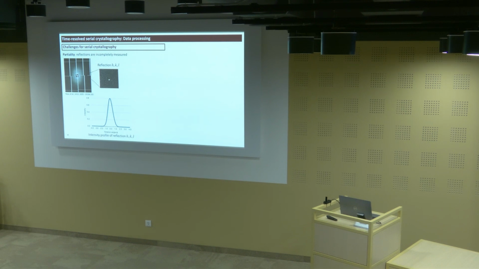So good, we've indexed our images, and again, we find another problem, and that is that reflections are incompletely measured, and that's what we call partiality. So assume we have a reflection over here, and this would be the intensity profile once we rotate the crystal in and out of the condition of diffraction. Now, in rotational crystallography, this intensity profile will be probed by subsequent images. The dashed lines that you can see here show the start and the end of a new diffraction image. So from one crystal, we obtain a full intensity profile from subsequent images.